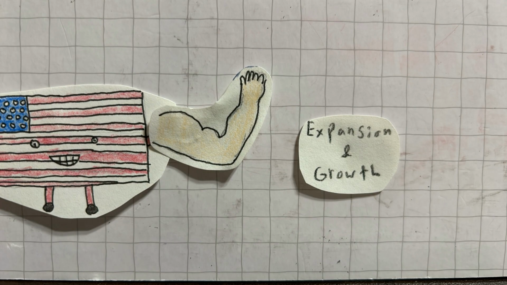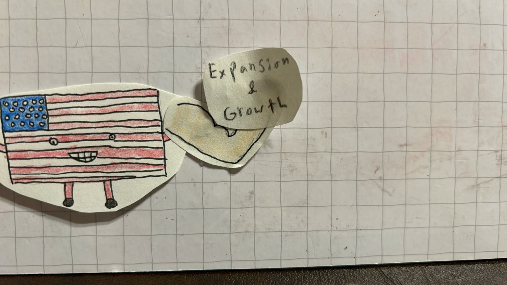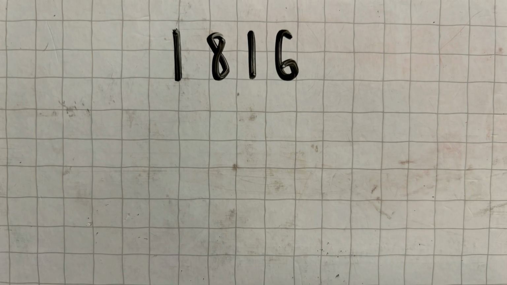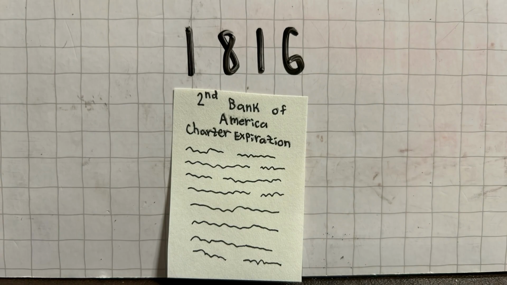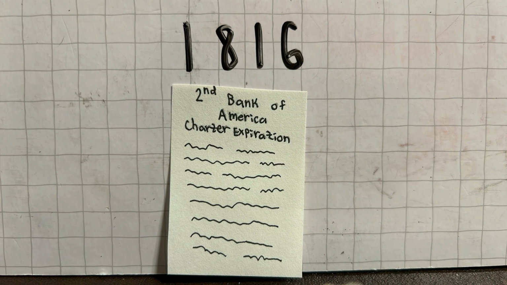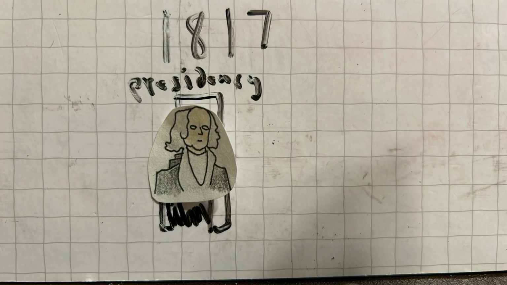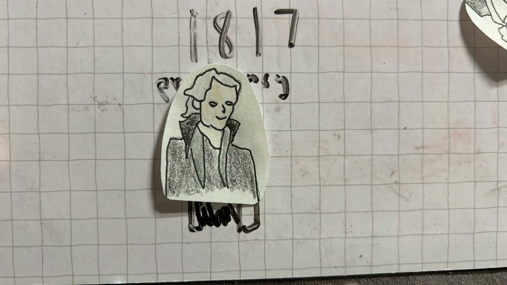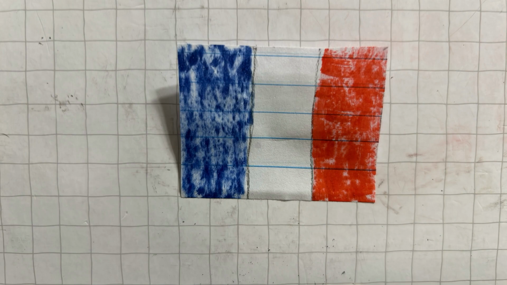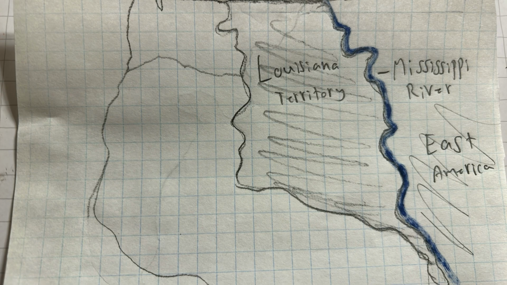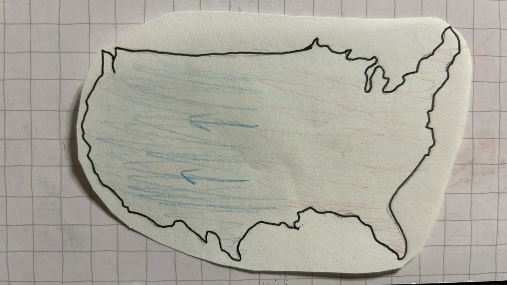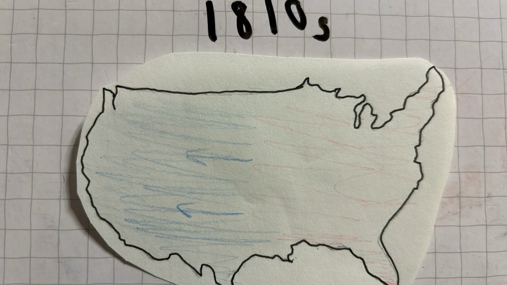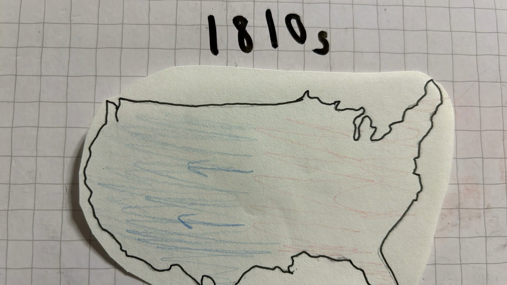After the war, America picked up where they left off, starting with the establishment of the Second Bank of America in 1816, as the charter for the first had expired a few years earlier. Then, in 1817, James Madison was replaced by James Monroe, who was included in the negotiations with France over the Louisiana Territory in 1803. Expansion became a main occurrence in the last years of the 1810s.